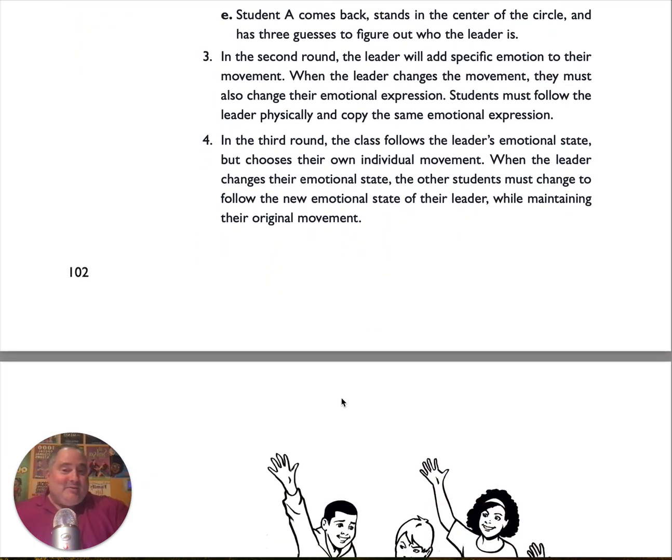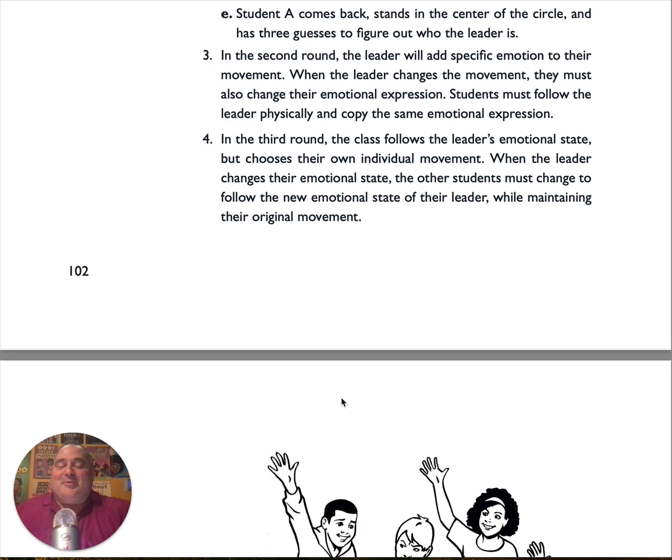Then in the third round, if you so choose, the class follows the leader's emotional state but chooses their own individual movement. Oh my. So imagine the person who goes outside and has to guess. They're seeing everybody doing something different, but they're actually having the same emotional state. It's a little chaotic. It's not easy. Give it a try. See how it goes. When the leader changes their emotional state, the other students must change to follow the new emotional state of the leader while maintaining the original movement. It's a lot of fun.